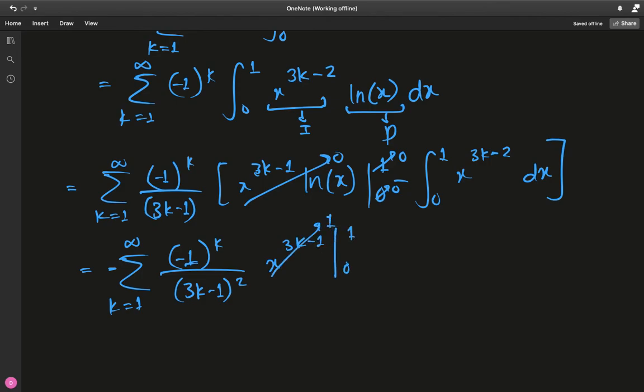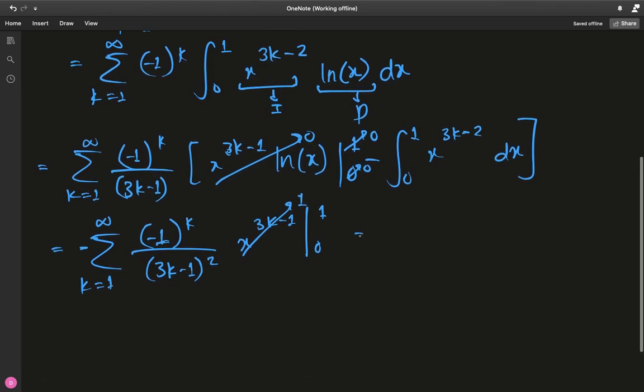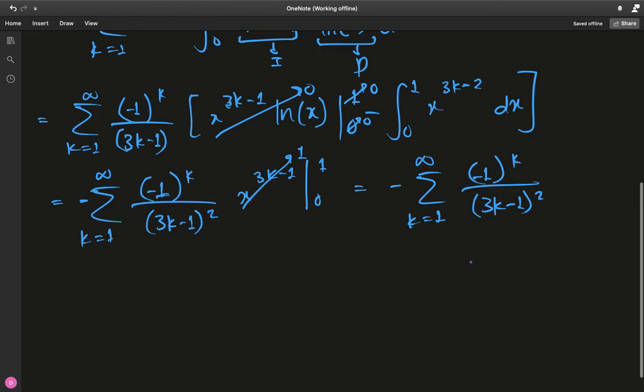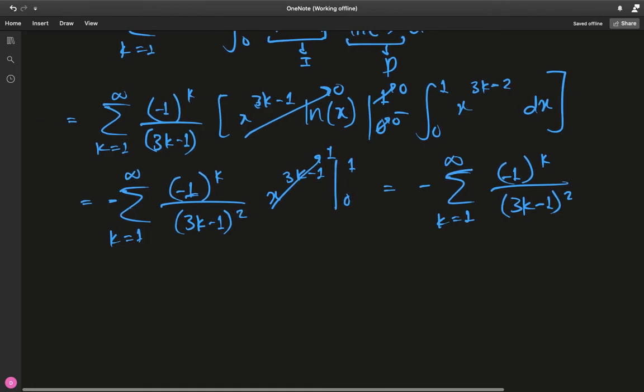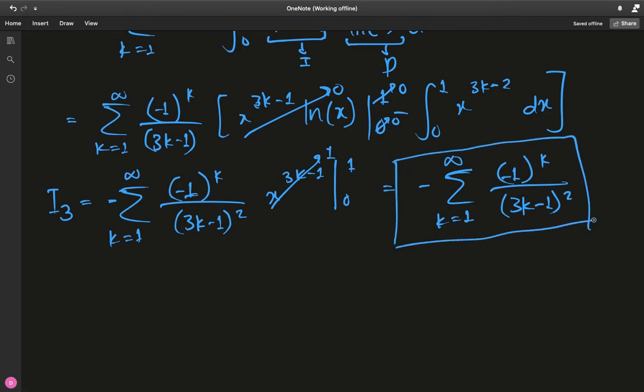This will go to 1, and we can write this as minus the sum from k equals 1 to infinity of minus 1 to the k over (3k minus 1) squared. Now you could write this in terms of Hurwitz zeta functions or something, or even Lerch transcendents, but I'm not going to do that. So our I3 is basically an unresolved series. Let's just keep it that way. Hopefully it'll just mellow down to a finite value with some other series, or I don't know, I'm just guessing.